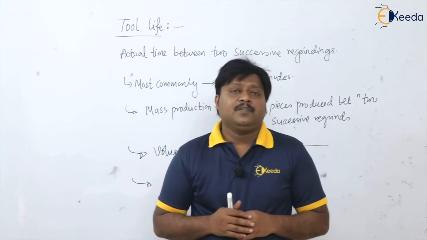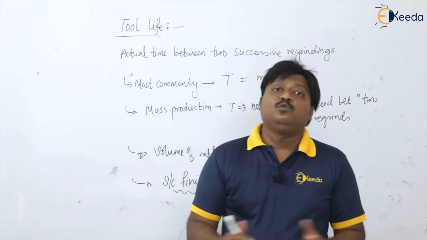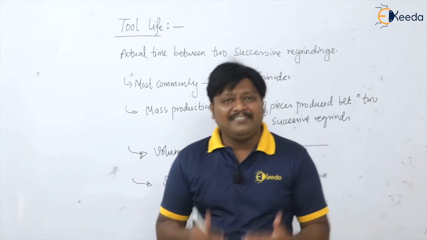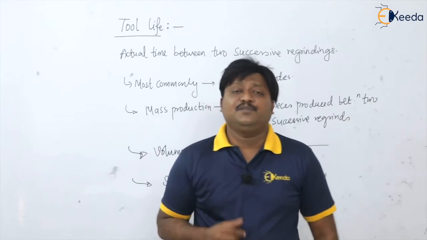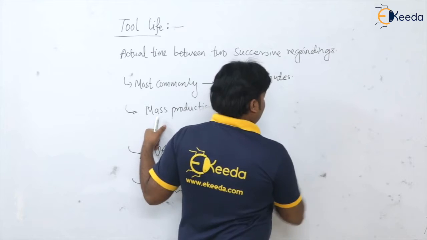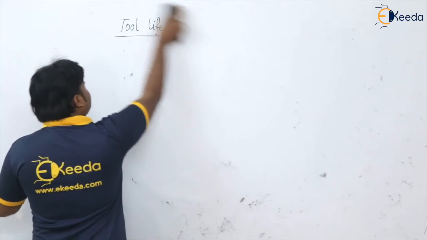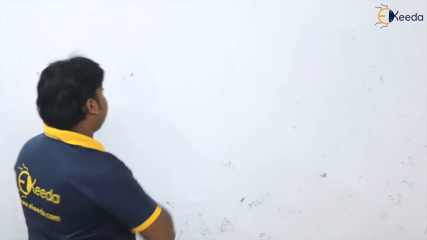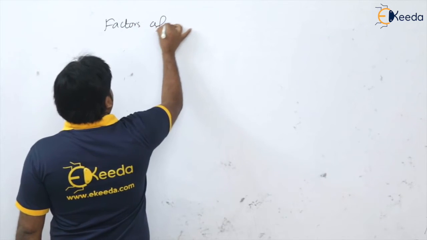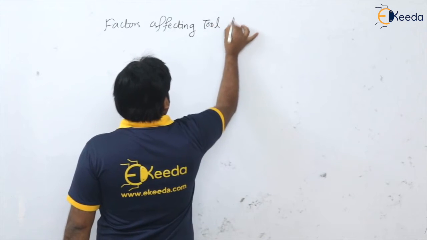But before that, what we are going to see are the factors which are going to affect the tool life. That is very important. So which are these factors, we first discuss, then we'll go for that Taylor tool life equation. So here, which are the factors? Factors affecting tool life.